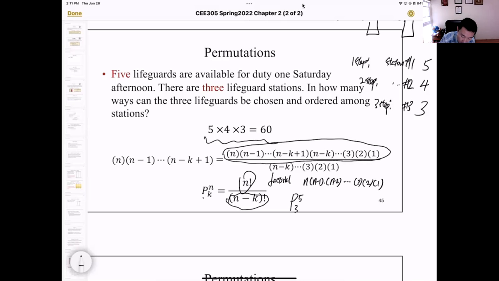So P(5,3) will be factorial of 5 divided by factorial of 5 minus 3. That will be 5 times 4 times 3 times 2 times 1 divided by 2 times 1. Simplified, that will be 5 times 4 times 3. So that's 60. Right, so that's the equation for permutation.